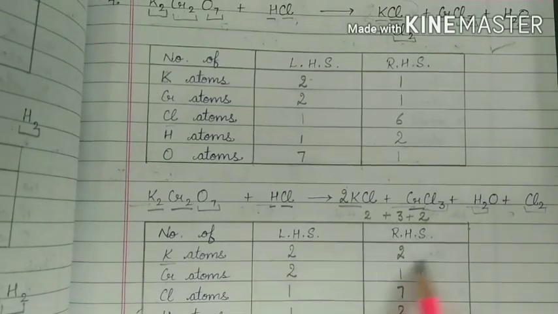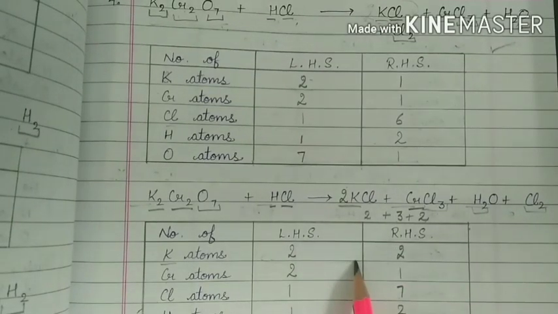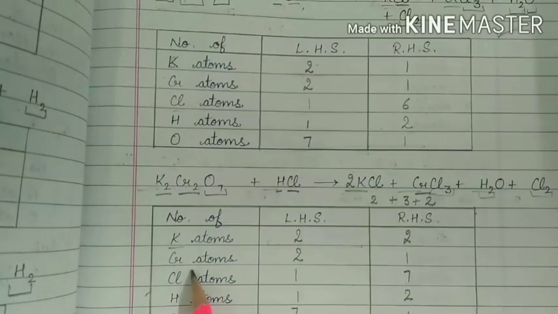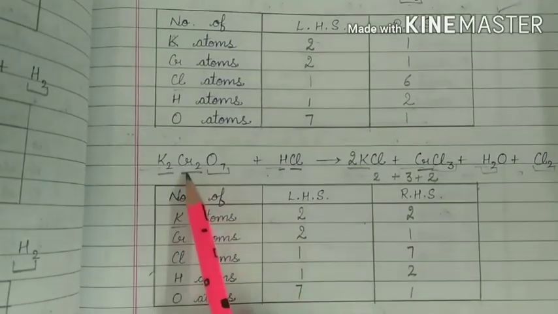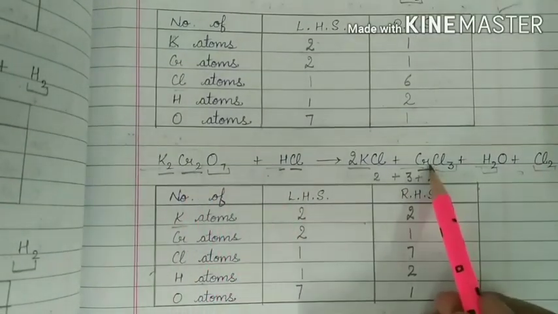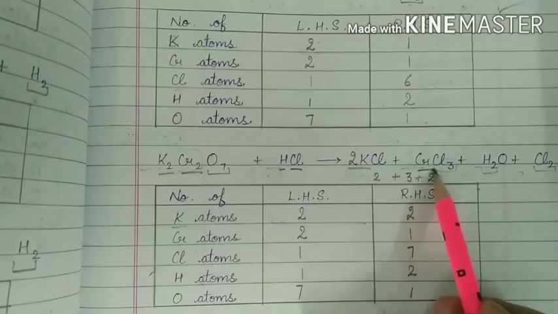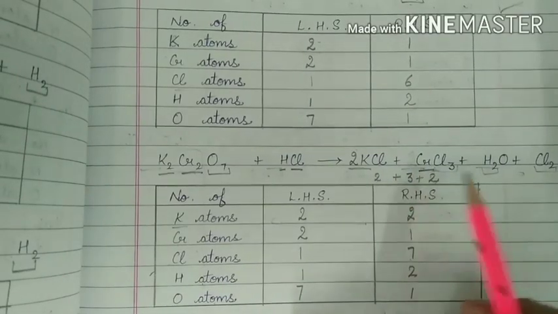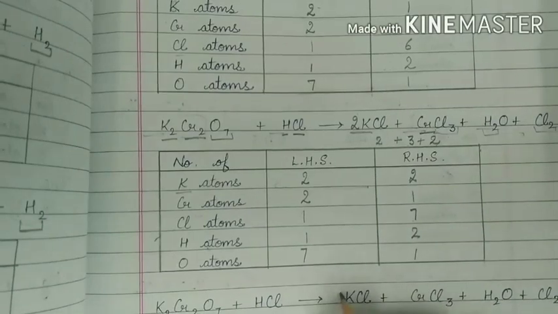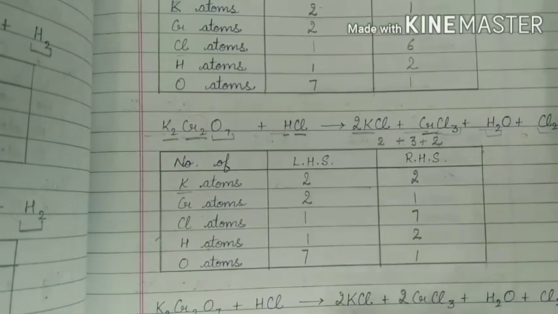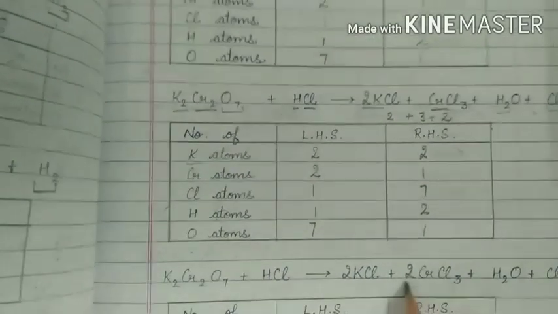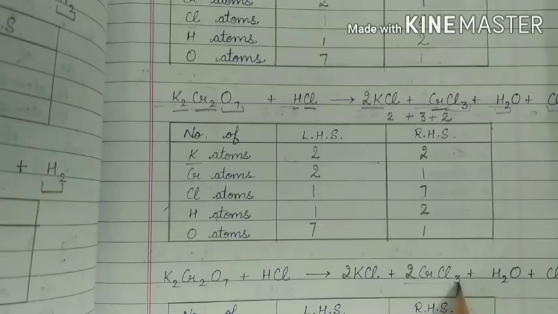Now here potassium is balanced. Then moving on to the chromium. On this side we have 2 chromium atoms. If we put 2 in front here, then here also we will have 2 chromium atoms. So we can write the equation like this. We have put 2 in front of CrCl3.